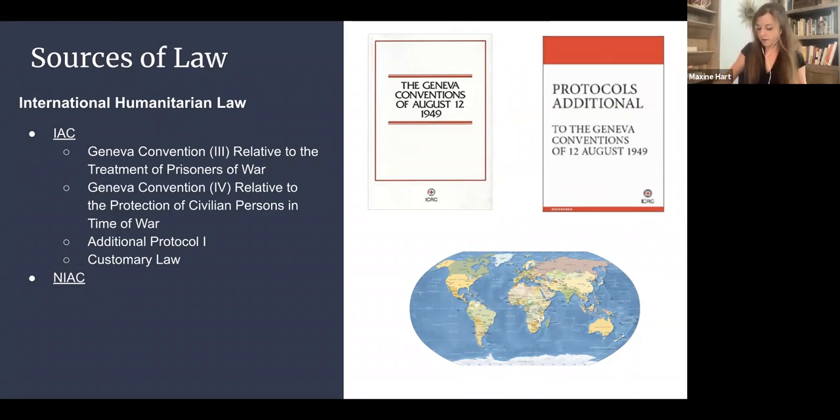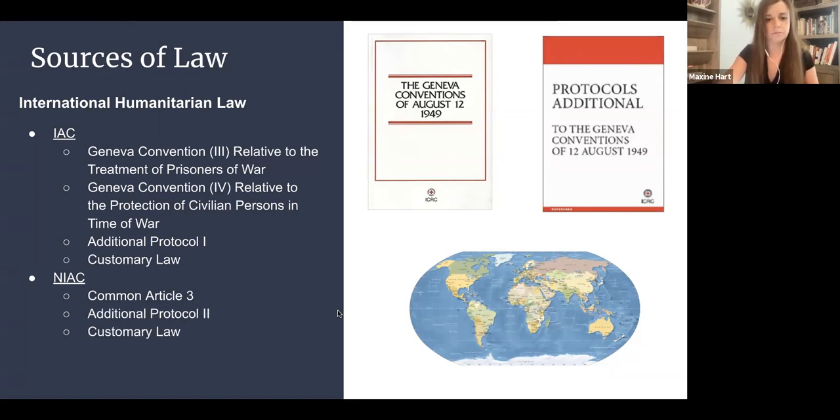And customary law is law that isn't necessarily contained in any treaty, but arises from widespread, long-standing state practice that states engage in out of the belief that they're legally obligated to do so. And that's binding on all parties to armed conflict. In a non-international armed conflict, the law is less developed, but we have Common Article 3 of the Geneva Conventions, Additional Protocol 2, as well as customary law. And again, that's binding on all parties, including non-state armed groups.